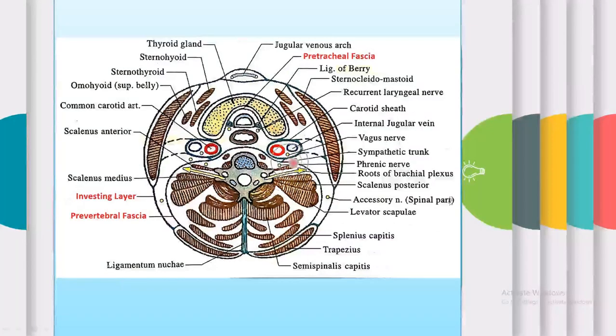When we move backward, it covers the scalenus anterior muscle, scalenus medius muscle, scalenus posterior muscle and levator scapulae muscle. Here it forms the fascial carpet or floor of the posterior triangle. After forming the fascial carpet of the posterior triangle, it finally disappears under cover of the trapezius muscle.